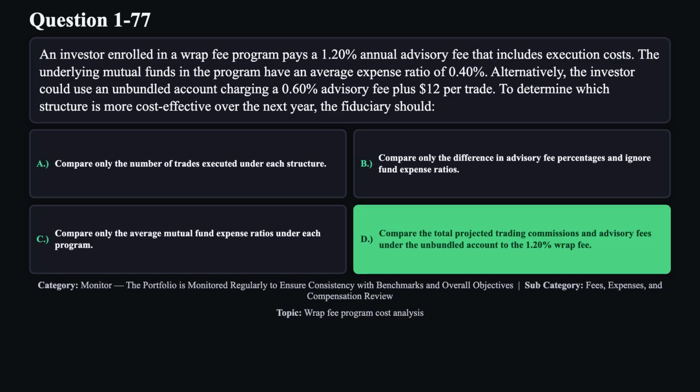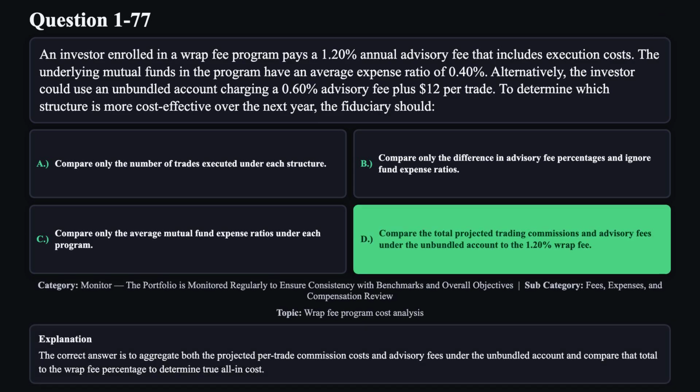The correct answer is D. The correct answer is to aggregate both the projected per-trade commission costs and advisory fees under the unbundled account, and compare that total to the wrap fee percentage to determine true all-in cost.